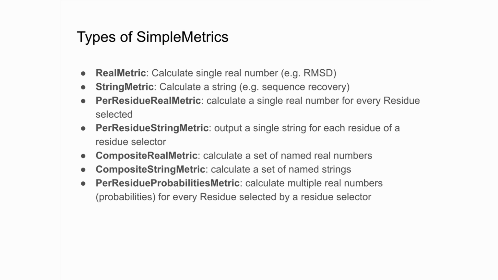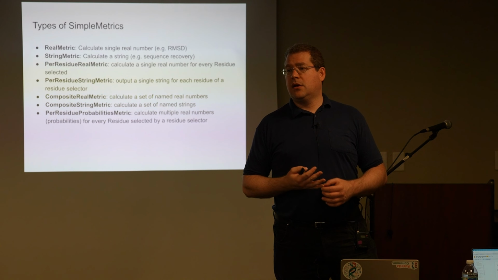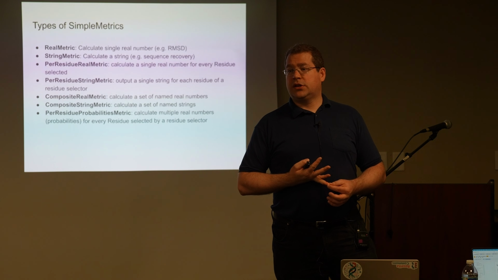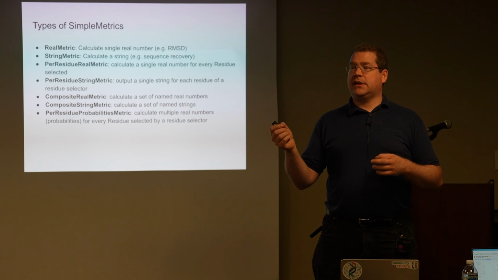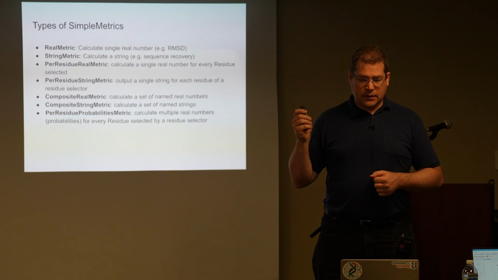You can also have per-residue, both real and string metrics. So instead of having a single number for the entire protein, you can have one number for each residue in the protein. And then there's also more complex ones where you have sets of real, sets of strings. And also there's a probabilities metric that hooks into things like ProteinMPNN or ESMFold to give you residue probabilities at each position.